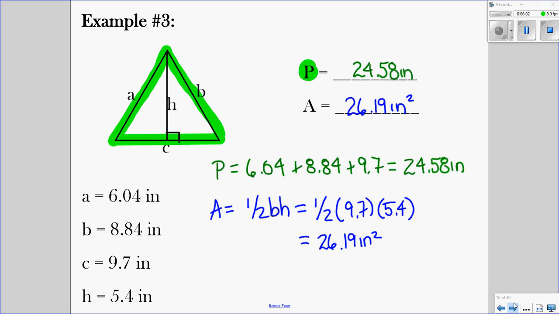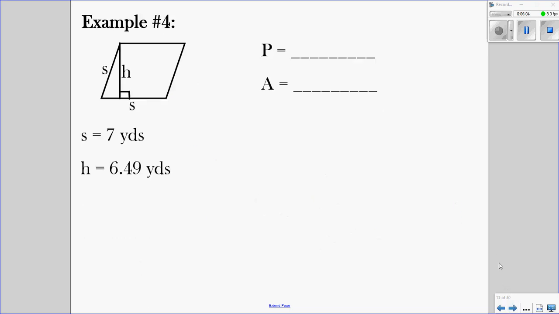Okay, not too bad. So for your homework or any test or stuff like that, if they ask you for both the perimeter and area, make sure you show both, not just one or the other.